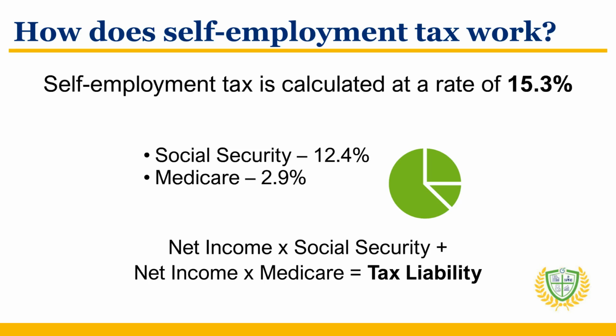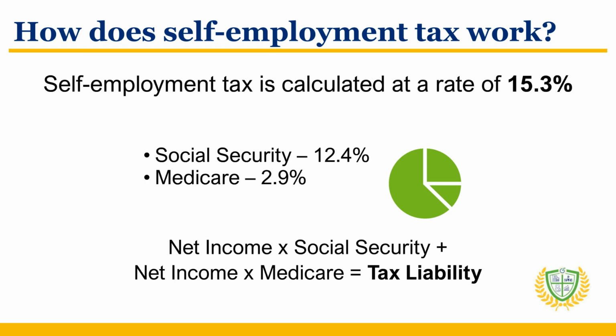Understanding how self-employment tax is calculated is crucial for childcare business owners. Self-employment tax is calculated at a rate of 15.3% for tax year 2023. This comprises two components. The first is Social Security at 12.4%. The good news is that Social Security tax only applies to income up to a certain threshold, called the Social Security wage base limit, which is $160,200 in 2023. Income beyond this threshold is exempt from the Social Security portion.